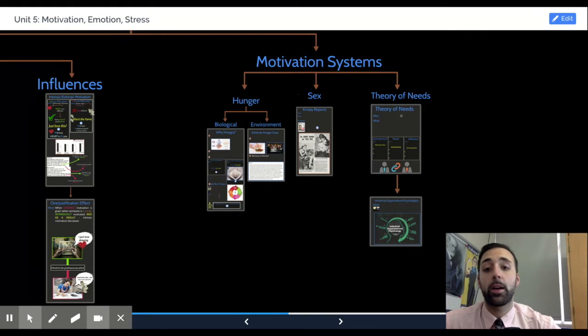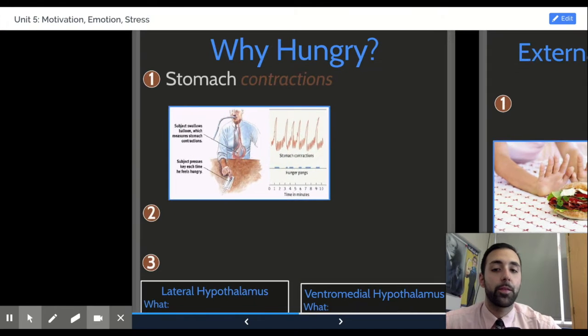We're going to start there with hunger and specifically break down some of the biological reasons we experience hunger and then some of the environmental. The first biological reason we experience hunger is the stimulation of what's called a stomach contraction, or as we culturally say, your stomach growling.